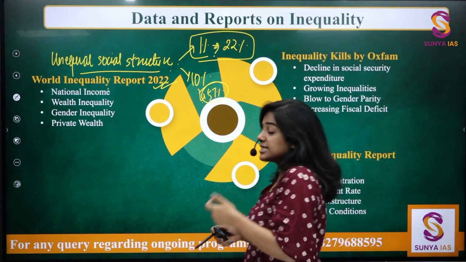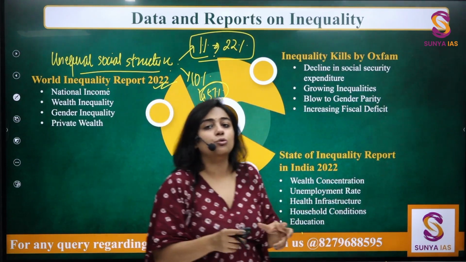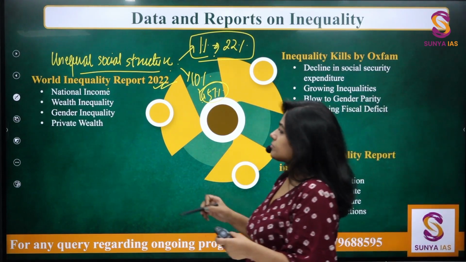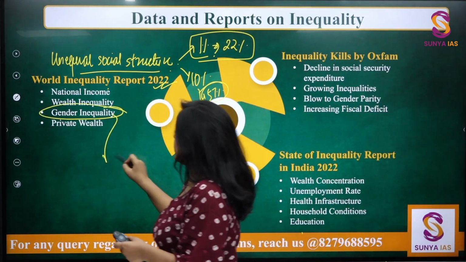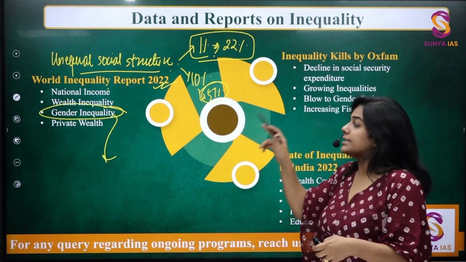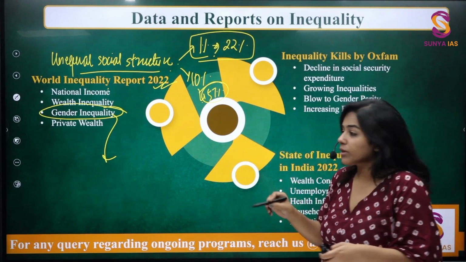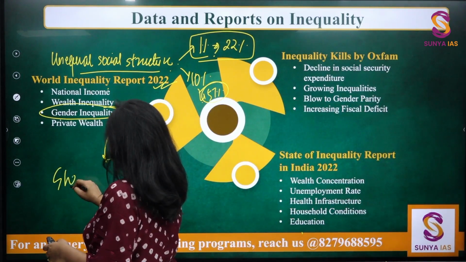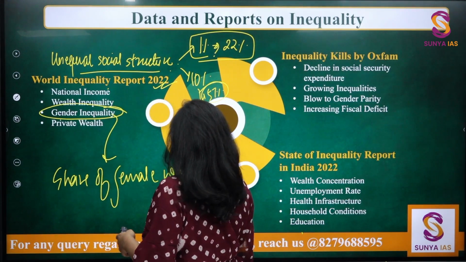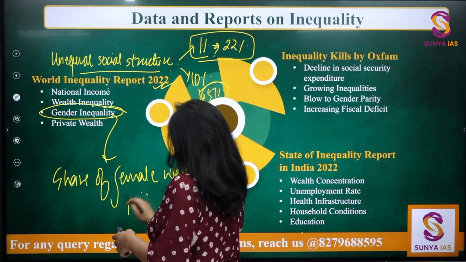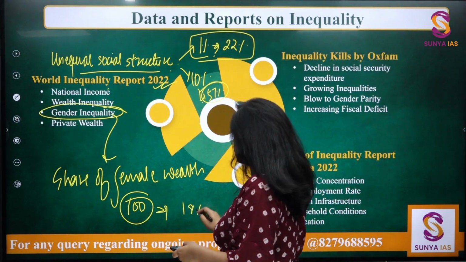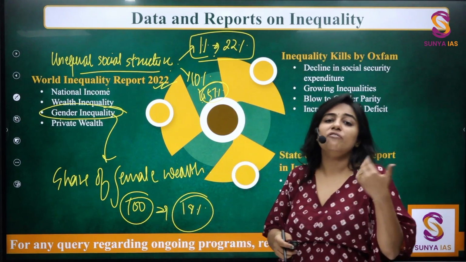That means it is a highly skewed way in which things are divided. Then, when we talk about gender inequality, according to the same report, World Inequality Report 2022, the share of female wealth, what is share of female wealth? That if the wealth of a country is 100, only 18% of that wealth is owned by women.